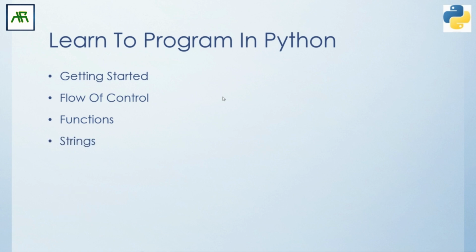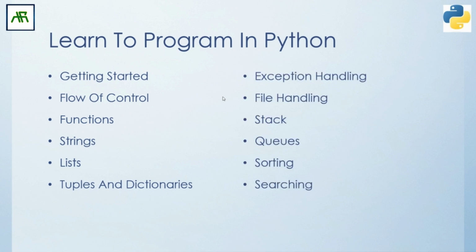Strings are nothing but operations on text values. Lists, how we handle a set of numbers or strings or alphanumerics as a group. Tuples and dictionaries are different forms of lists. We'll come to that in a short while. Exception handling. When there are errors in the process, either expected or unexpected, how do we handle those errors and exceptions? File handling is nothing but how we deal with files in a whole or part of the files, how to read, write, transmit, and so on.